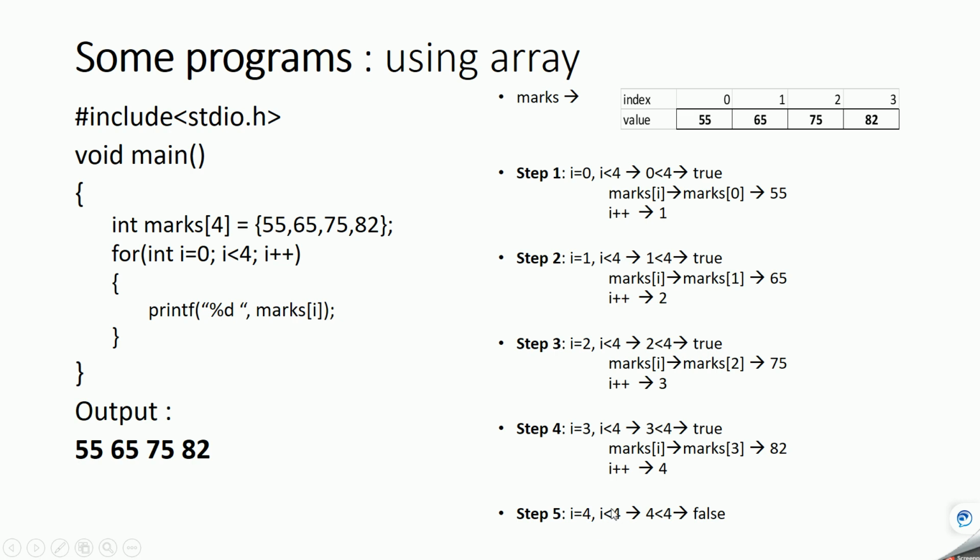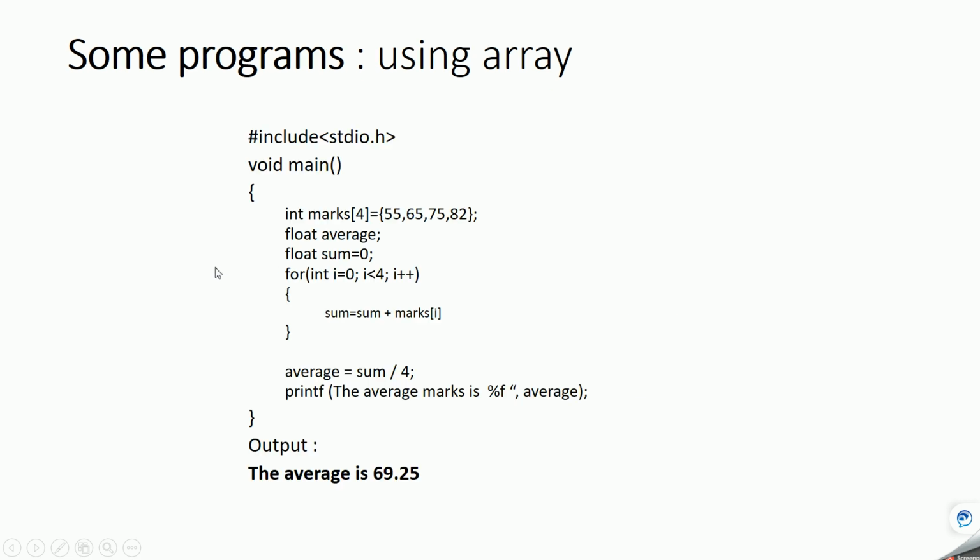When i is 4, this condition i is less than 4 is nothing but 4 is less than 4. Yes, it is false. So what will happen? This program will stop when this condition becomes false. So always keep in mind this array starts from 0, so that's why we have started it from 0 here. Okay, so let's see another program.